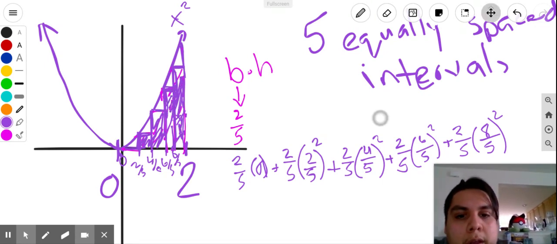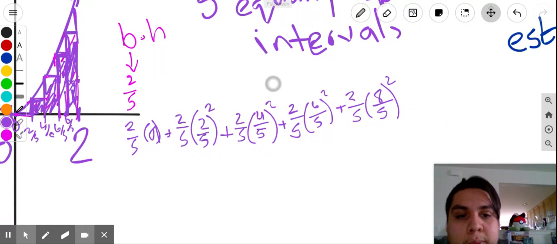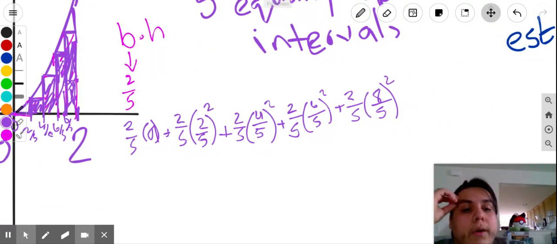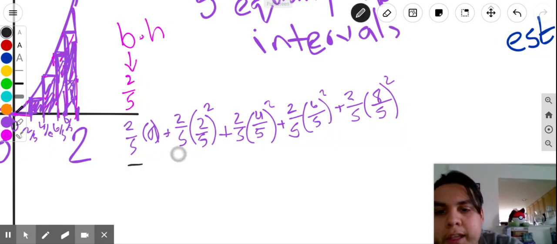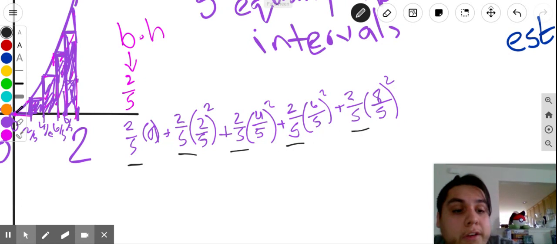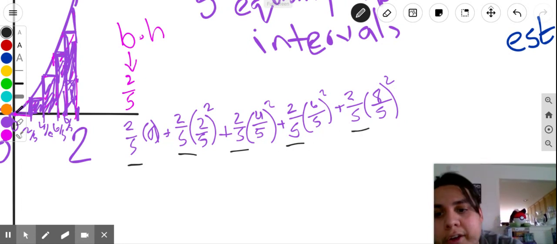So if this is what I have, this is kind of a lot to do. So if I have a calculator, I would just plug this in. But right now I don't have a calculator. So I'm going to factor out the 2/5, aka the base length that they all have in common.